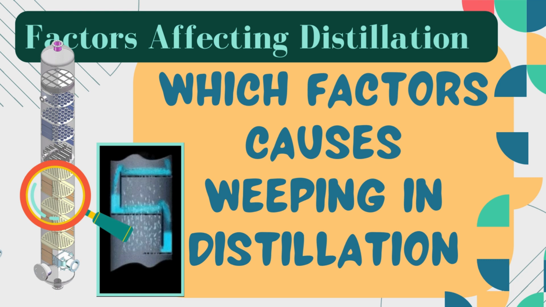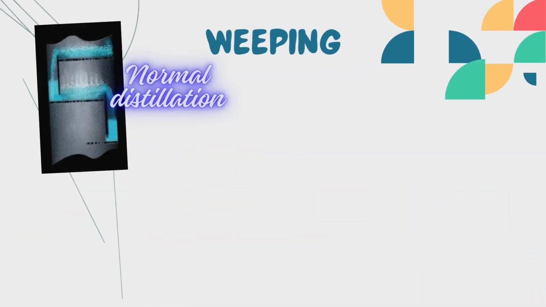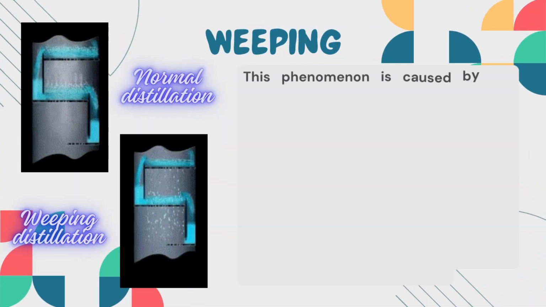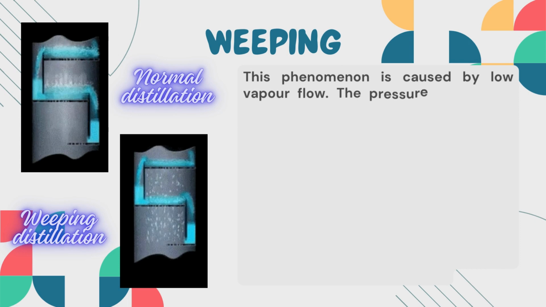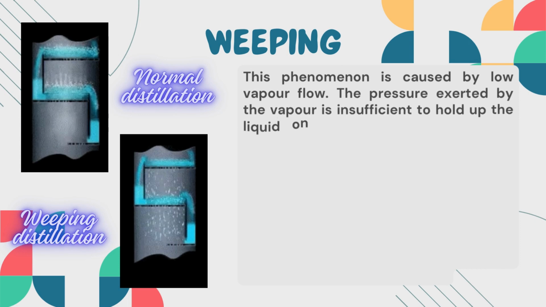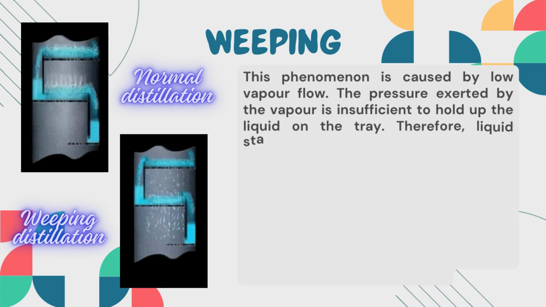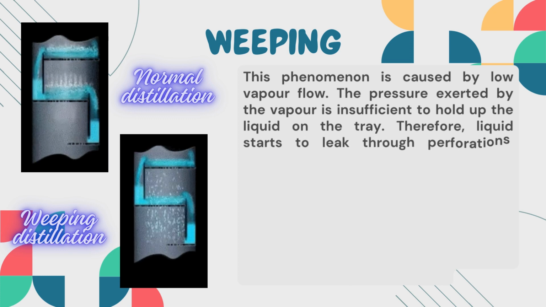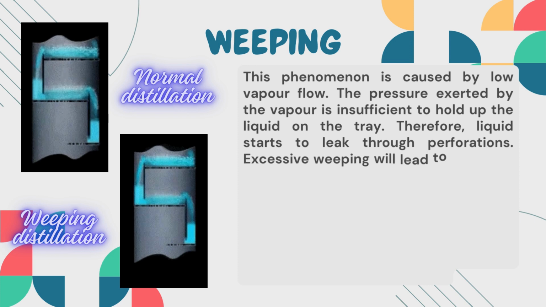But guys, before we start with the factors which cause weeping in a distillation column, we would first discuss what weeping is. So guys, weeping is a phenomenon which is caused by low vapor flow. Guys, the pressure exerted by the vapor is insufficient to hold the liquid on the tray, and therefore the liquid starts to leak through the perforations.